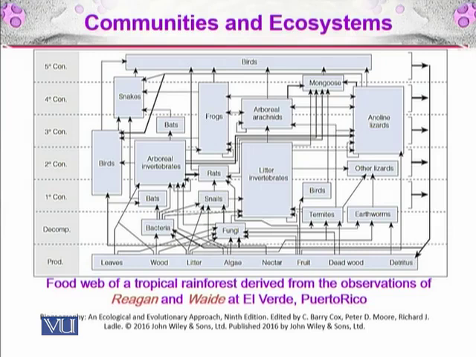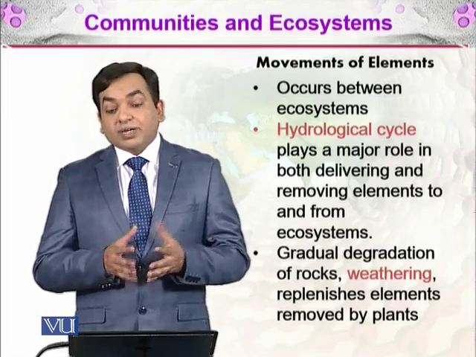These are eating all the other organisms and are not eaten by any other organism. An example of it is the eagle. The eagle cannot be eaten by any other organism. So these are present at the top of the food chain. And then there is the movement of elements as well.